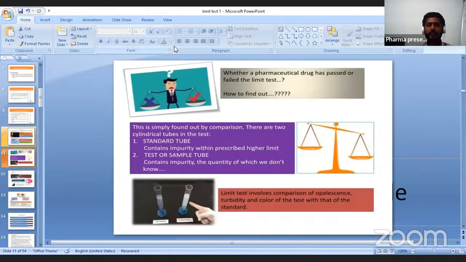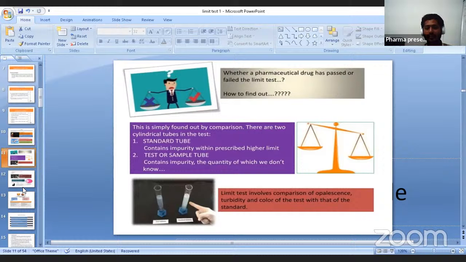So this is the importance of the limit test: why a pharmaceutical drug has passed or failed the limit test. So how do we find out? This is the basic thing we check. We take our Nessler cylinders, check the sample against the standard, check their opalescence, turbidity, or color, and then identify which one passes and which fails the test.